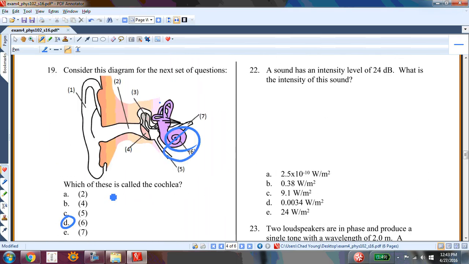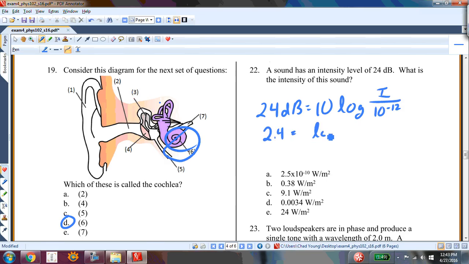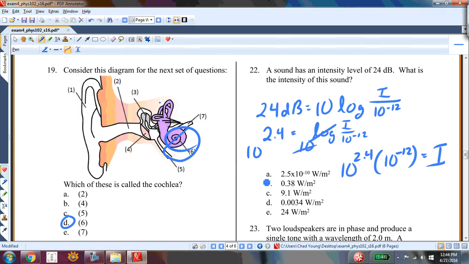Sound has intensity level of 24 dB. What is the intensity of the sound? Okay, so already gave me the equation, but 24 dB equals 10 log of I over I naught, and I naught is that 10 to the minus 12 watts per square meter. That is our threshold of hearing. So I have 2.4 equals log. I do 10 to both sides, that gets rid of that. So 10 to the 2.4 times 10 to the minus 12 equals I. And that gives us 2.5 times 10 to the minus 10 watts per square meter.